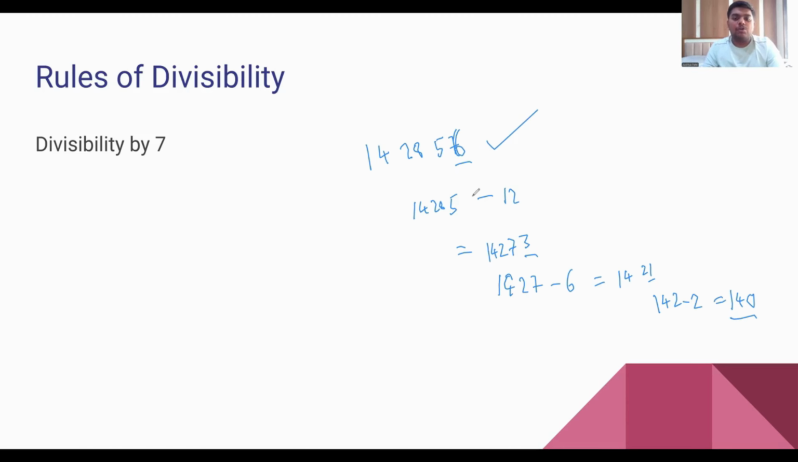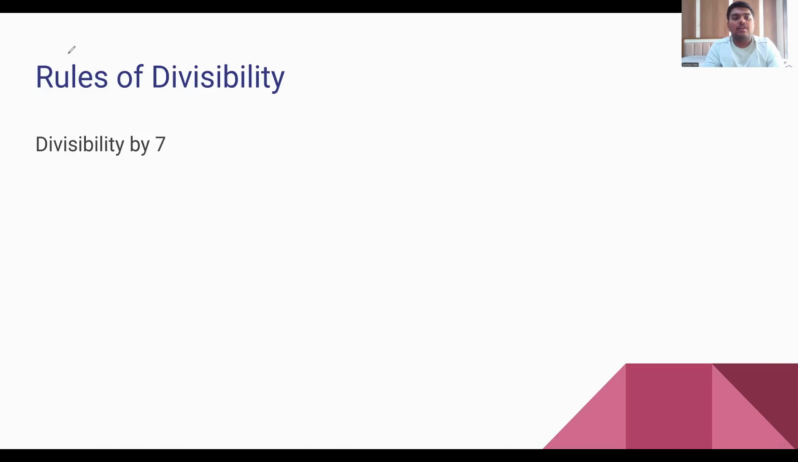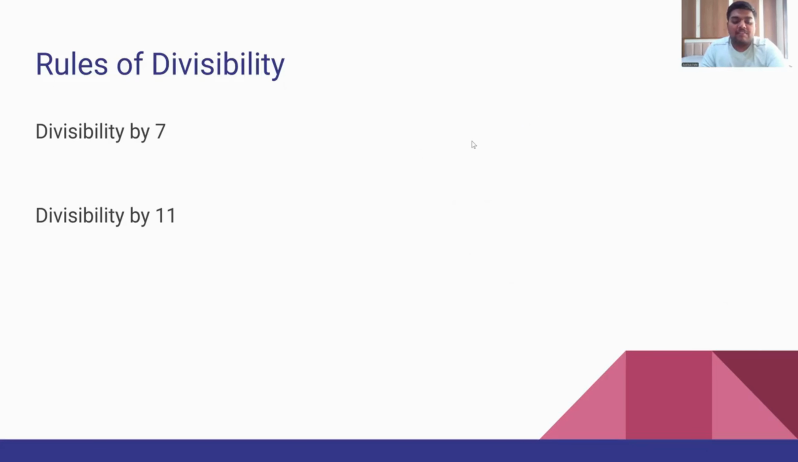So this is how you check the divisibility by 7, wherein you take the units digit, double it, and subtract it from the remaining part. And do this iteration until you reach a recognizable number to comment on whether it is divisible by 7 or not. So now we will look at the divisibility by 11.